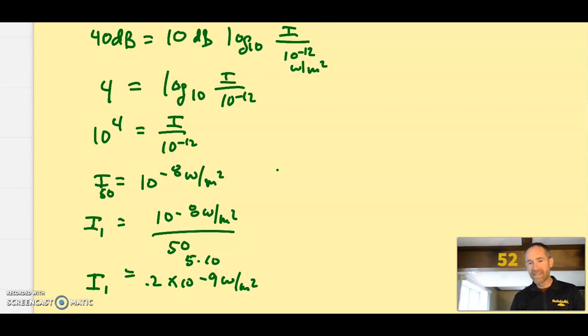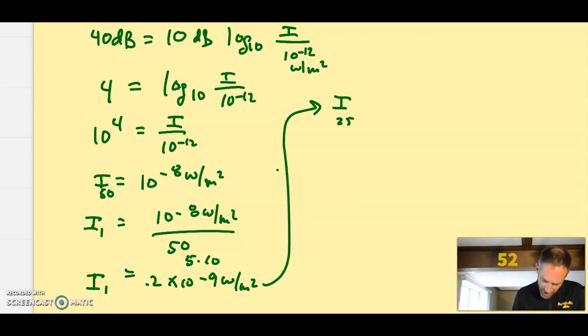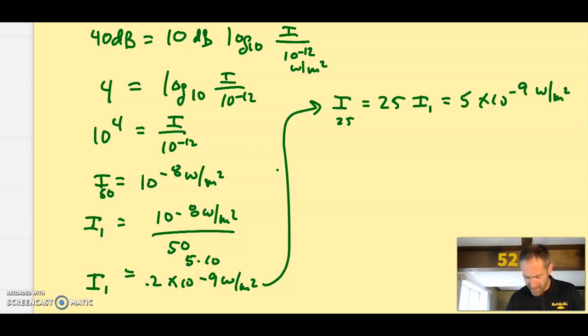Now, remember, he takes 25 of them away, and so he's left with 25 of them. And so that says that the intensity of 25 of them is 25 times the intensity of one of them. And so 25 times 0.2, that's a fifth of 0.2, that's 5 times 10 to the minus 9 watts per square meter. And again, feel free to do that on your machine if you would like. Now, did he achieve his goal? Did he go down to 20 decibels?